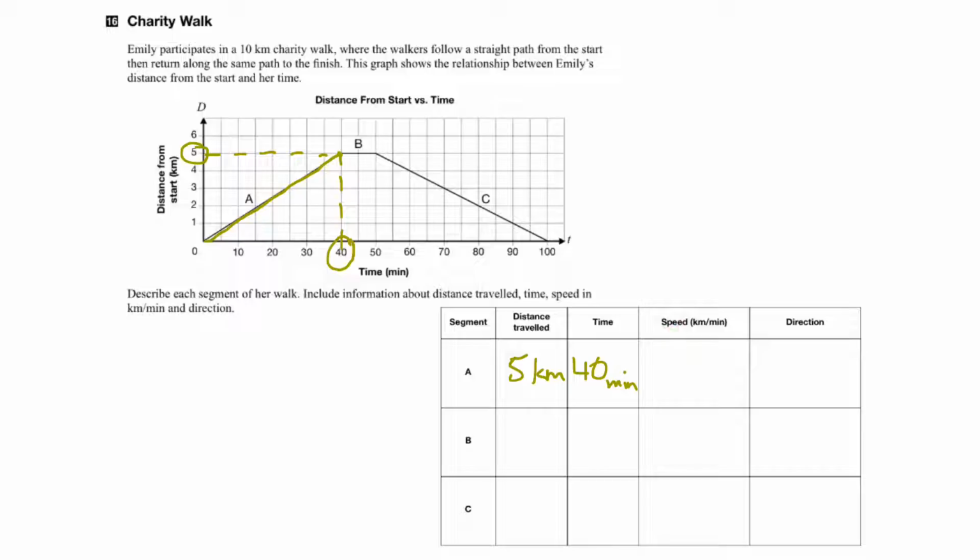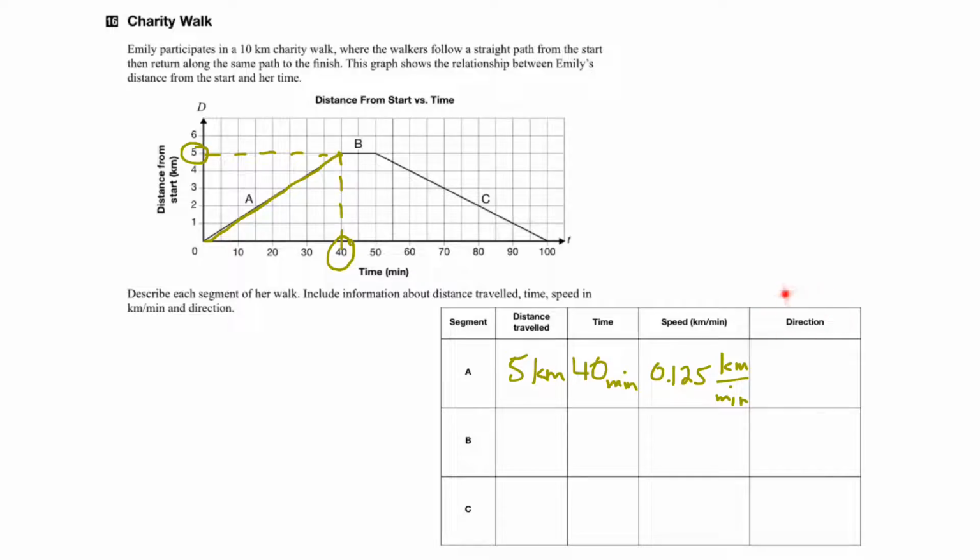Now speed is given by kilometers per minute. So we can just say that her speed would be 5 kilometers per 40 minutes. Now you could simplify this. You could say that 5 goes into 5 once, and goes into 40 8 times. So that would be a fraction, 1 kilometer every 8 minutes. Or you could use it as a decimal. If we divide 5 by 40, what we would end up with is 0.125 kilometers per minute.